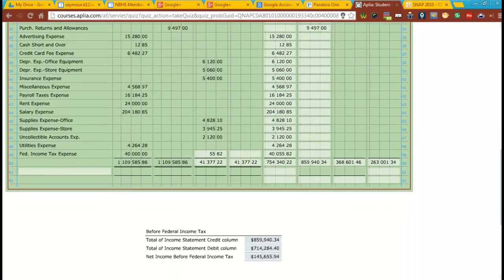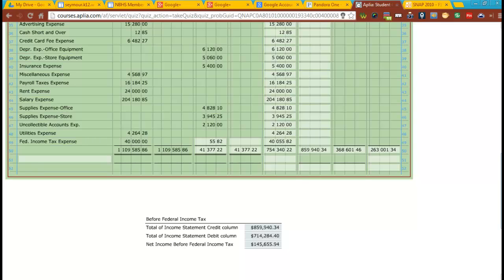All right, ladies and gentlemen, I magically have numbers. Your income statement debit column total should be $754,340.22. The credit should be $859,940.34. Balance sheet debit should be $368,601.46, and balance sheet credit should be $263,001.34. Now, these should not equal. Why? We have to find our net income.